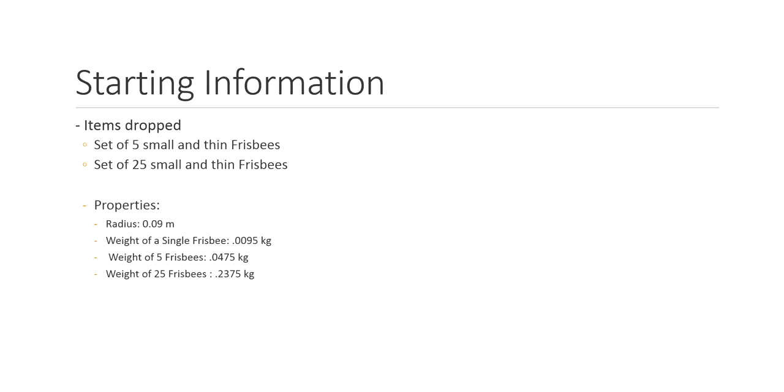So here's some starting information before we get on with the experiment. 2 sets of items were dropped at the same height. The first set was 5 small and thin frisbees, almost the size of a plate. The second set was a set of 25 small and thin frisbees. Now the radius of these plates is 0.9 meters, and the weight of a single frisbee was 0.0095 kilograms. Obviously, knowing this, we can get the weight of 5 frisbees and the weight of 25 frisbees by multiplying by 5 and 25 respectively.